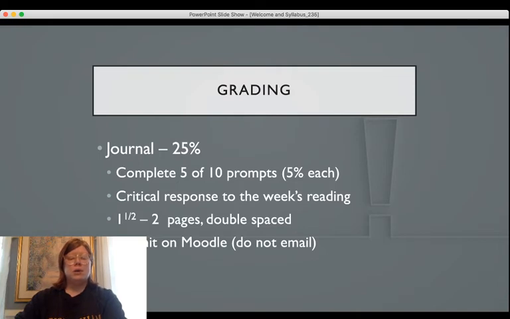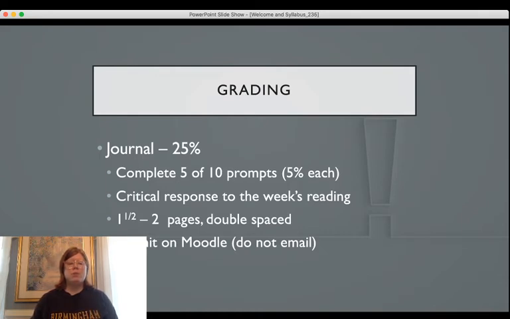Each essay prompt or journal entry will be a critical response to the week's readings. What that means is I don't want you to merely summarize the week's readings and tell me what the readings were about. I already know that. I want you to analyze the readings, compare and contrast each author's take on the topic, and share a little bit about your experience of the readings.